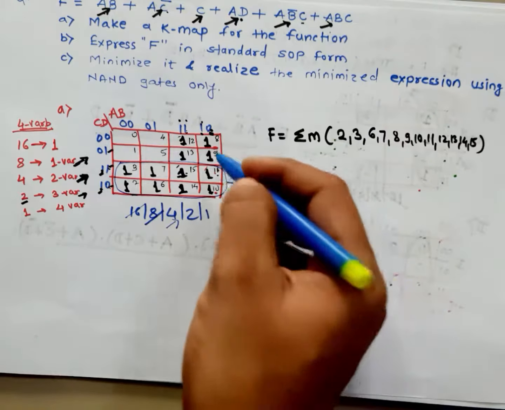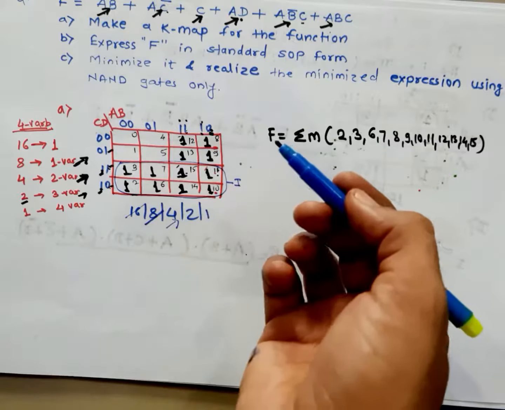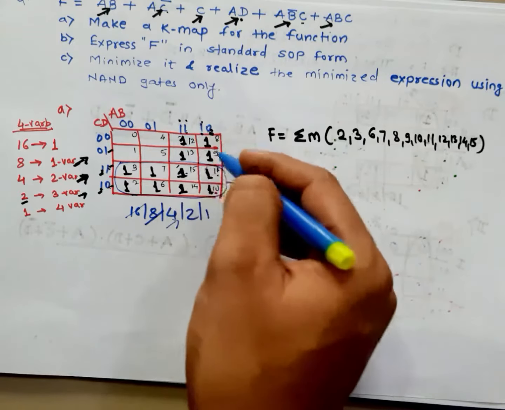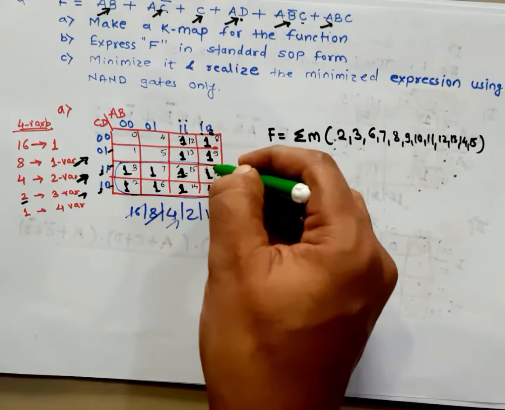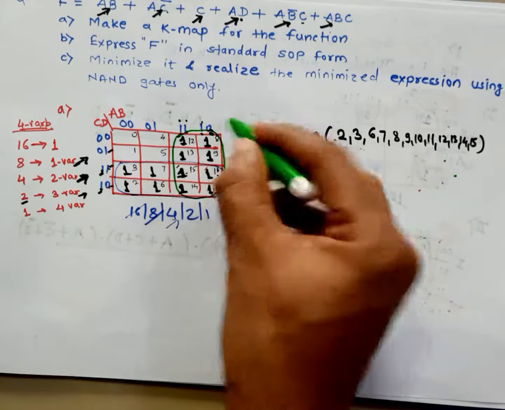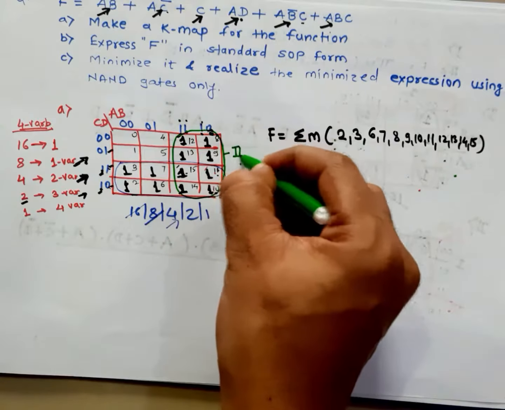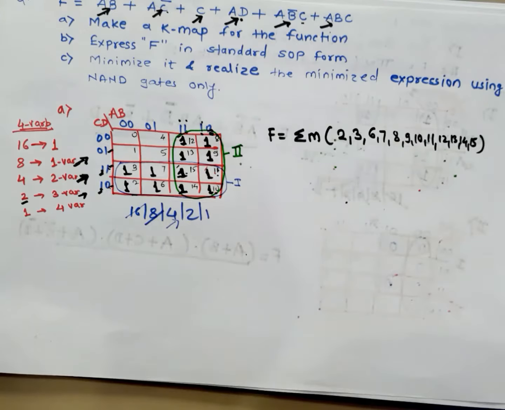So instead of a group of 4 cells, can you make a larger group? Yes, because in this case also, these 4 cells and these 4 cells have a high value, so easily we can make a group of 8 cells. So here it is the second group of 8 cells. So we are getting two groups which contain 8 cells each.